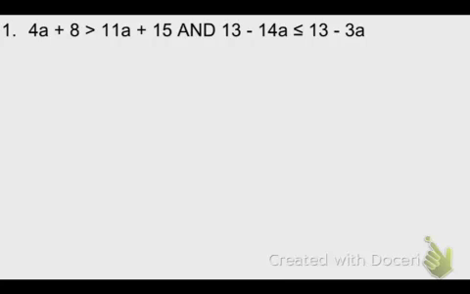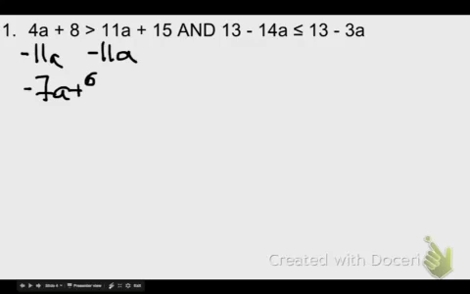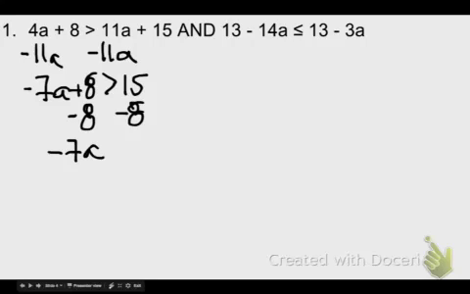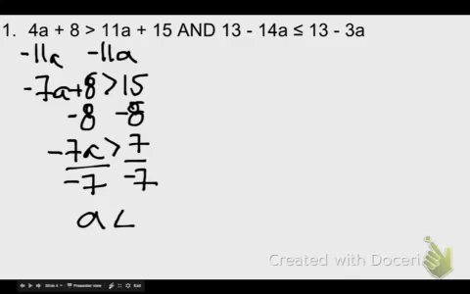Take a moment to pause the instructional video and jot down this first example. Okay, so what we're going to do is solve each inequality. Looking at the first one, I'm going to start by subtracting 11a on both sides. So I'll get negative 7a plus 8 is greater than 15. Subtract 8 on both sides, and I'll get negative 7a is greater than 7. Divide both sides by negative 7, and I'll get a is less than negative 1.